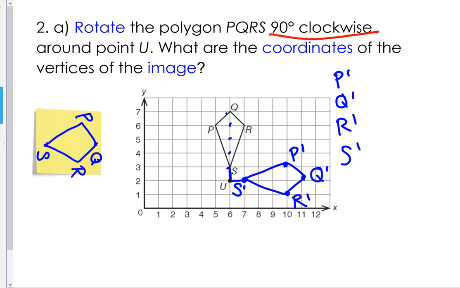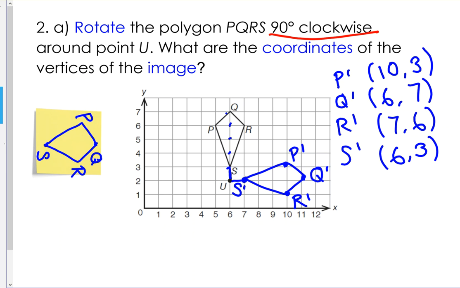To complete this problem, record the coordinates of the new image. Pause the video and record your answers on your whiteboard. Check your answers now.